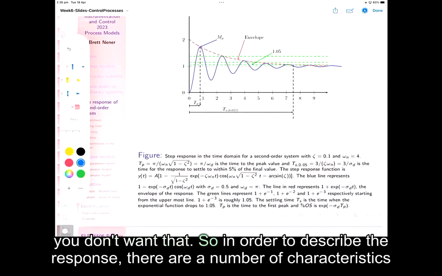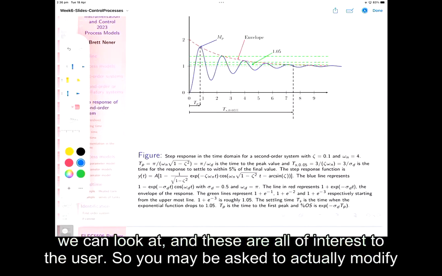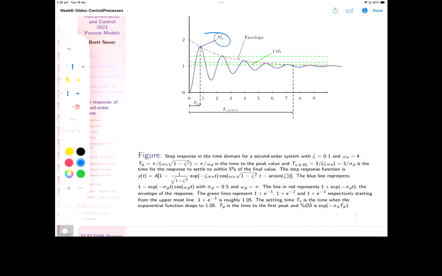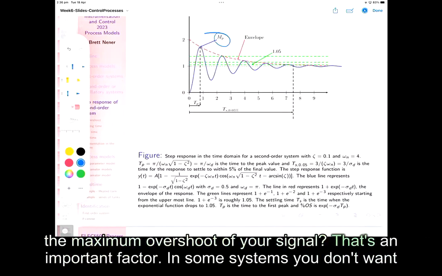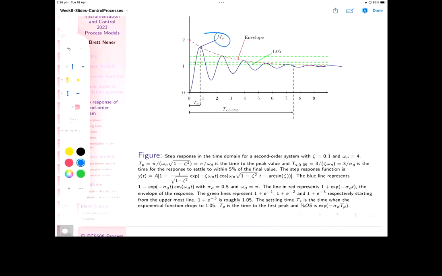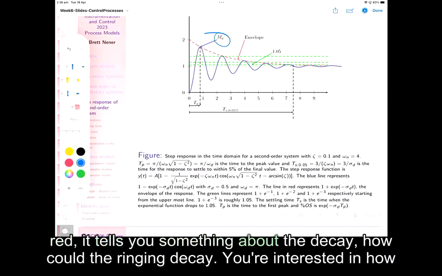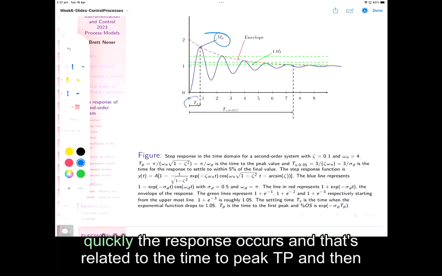So, in order to describe the response, there are a number of characteristics we can look at, and these are all of interest to the user. You may be asked to modify the inherent response of the system by putting in a controller. So we can ask, what is the maximum overshoot of your signal? That's an important factor. In some systems, you don't want any overshoot at all, or minimal overshoot. Some systems can tolerate overshoot. The envelope in red tells you something about the decay, how quickly the ringing decays. You're interested in how quickly the response occurs, and that's related to the time to peak, TP.